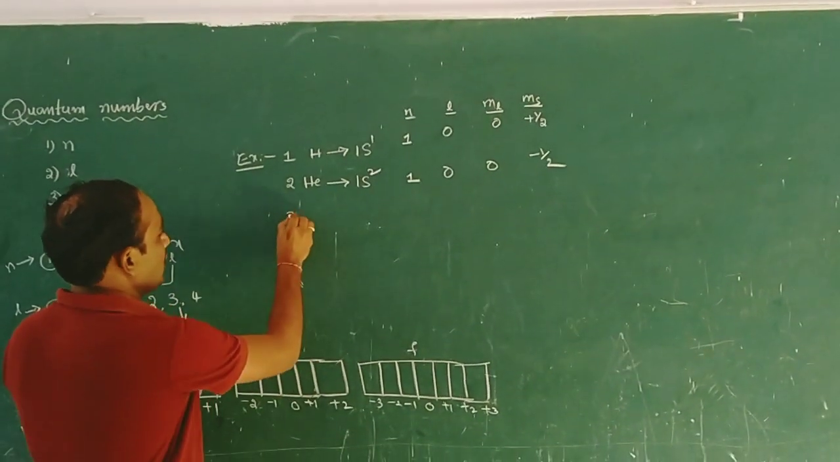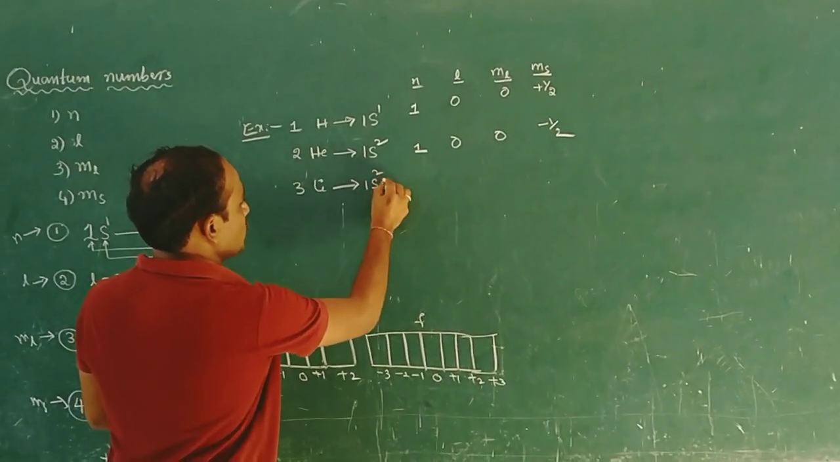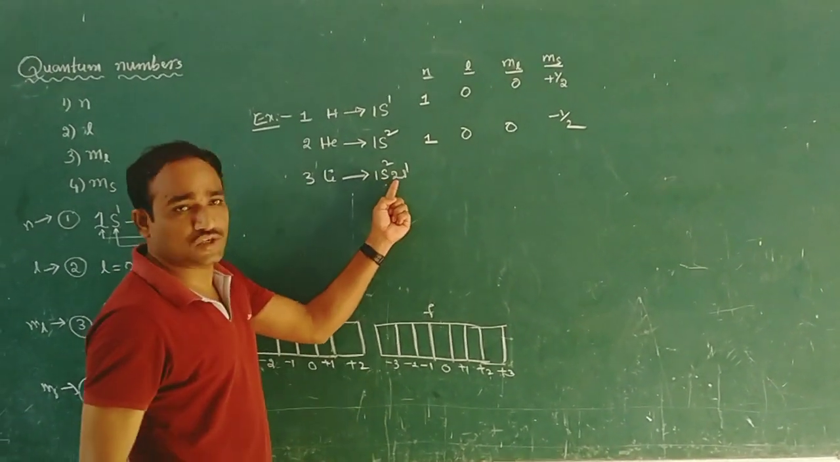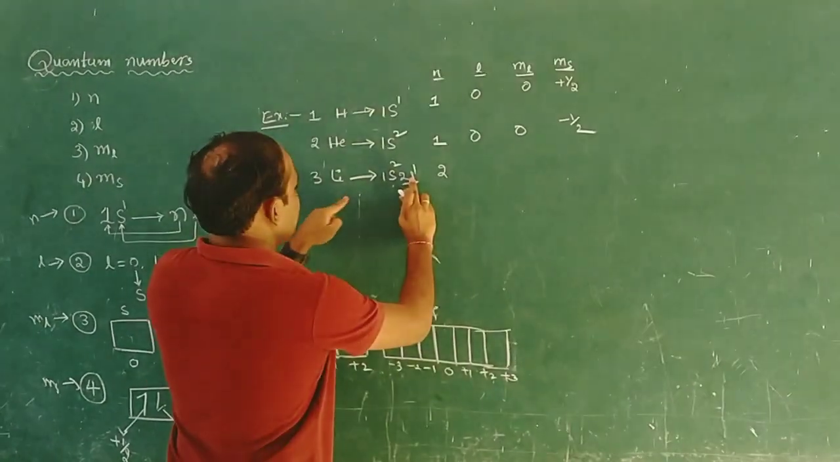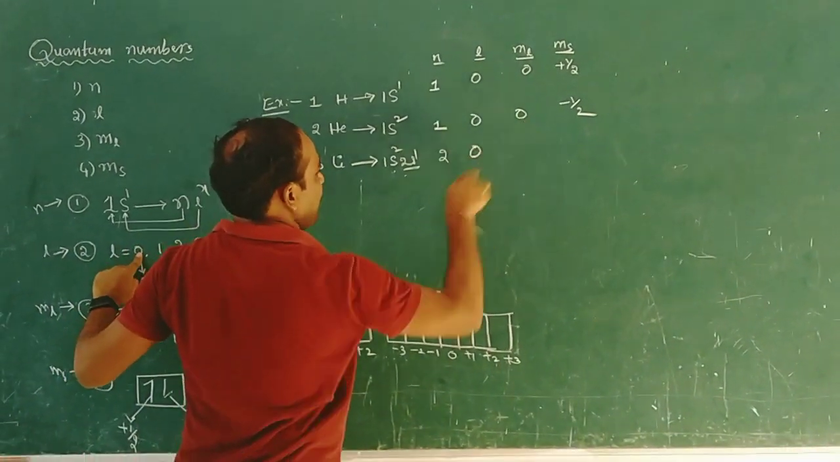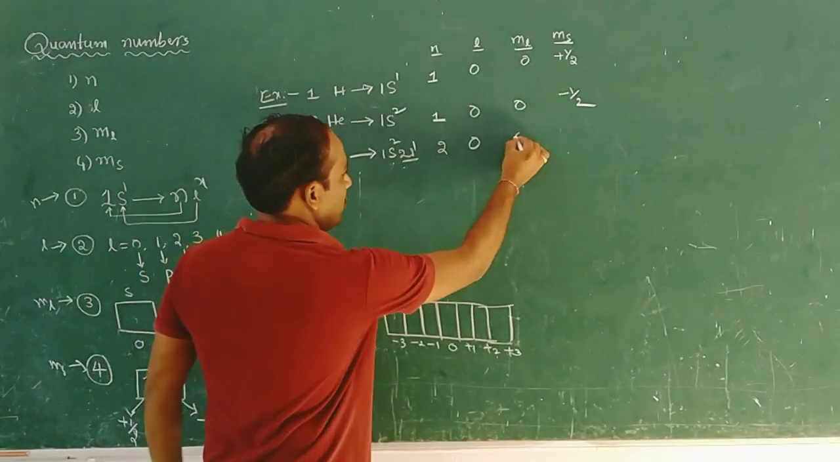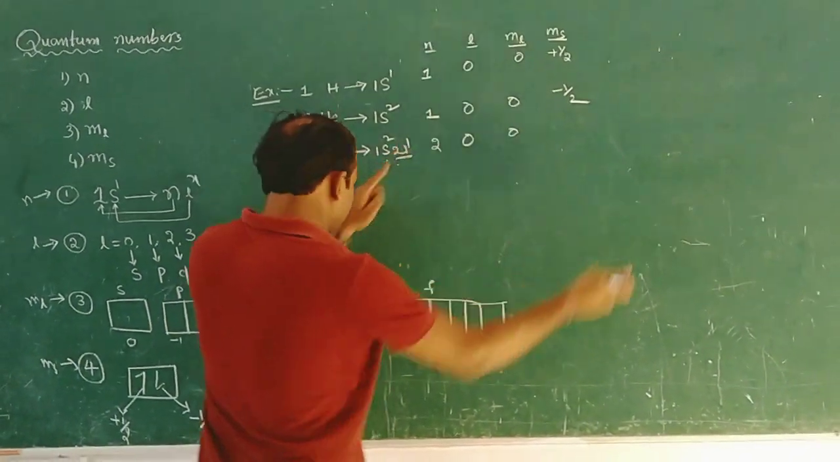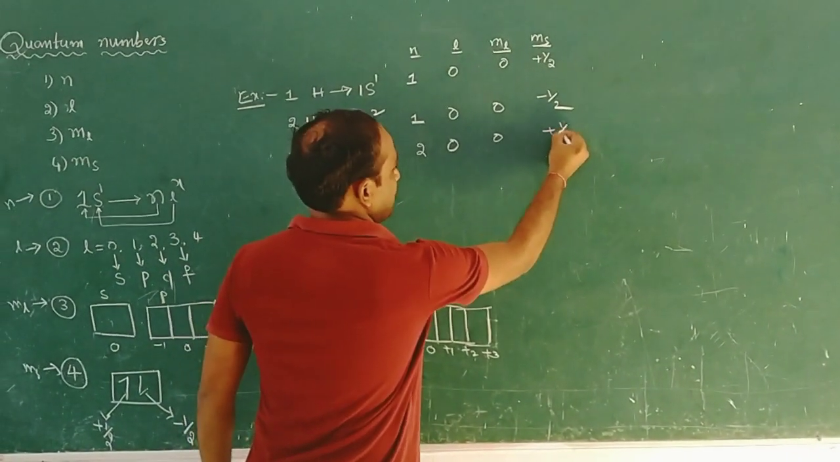So the third one, lithium. The electronic configuration is 1s2, 2s1. For this 2s1, we write n is equal to 2, s means 0, and the third one, the ml value, is also 0. Again, the first electron enters the orbital, so that is represented +1/2.